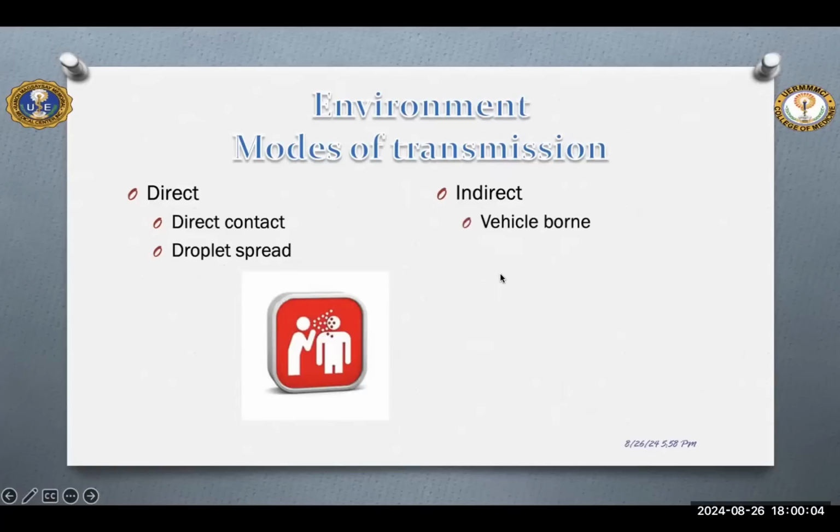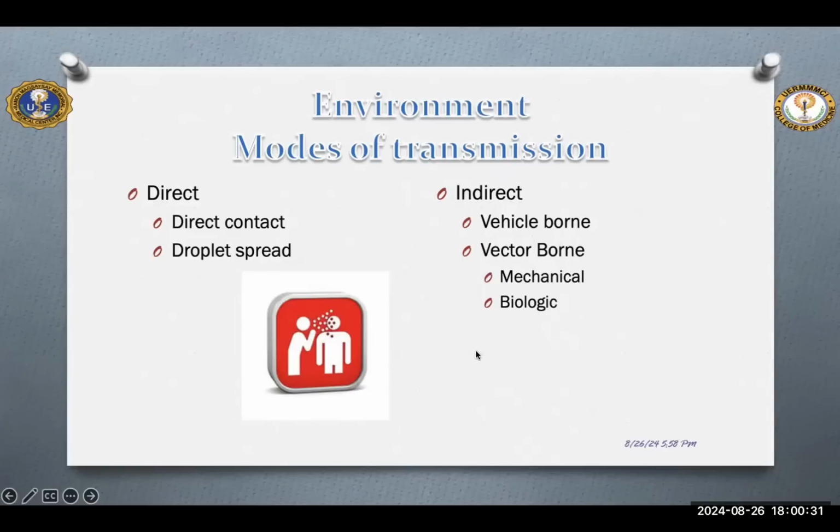Indirect will include fomites, vehicle-borne. These are true fomites. This will include the pediculosis pubis, which can be transmitted by the clothings of those infected. Monkeypox can also be vehicle-borne. And COVID can be vehicle-borne.